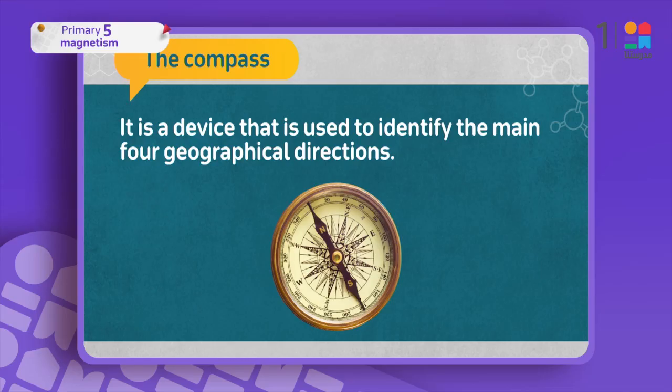هنقوله ازاي؟ هو device. It's a device that we use it. We use it for what? We use it to identify. طب عايزين نتعرف على إيه؟ The main four geographical directions. عايزين نتعرف على directions فين؟ فين النورث؟ فين الساوث؟ فين الايست؟ and فين الويست؟ يبقى يعني إيه compass؟ It is a device that is used to identify the main four geographical directions.